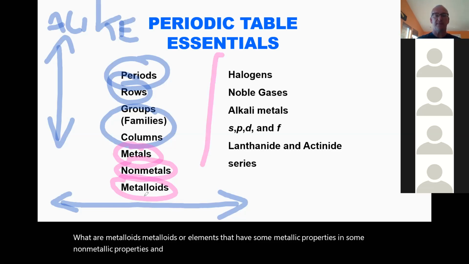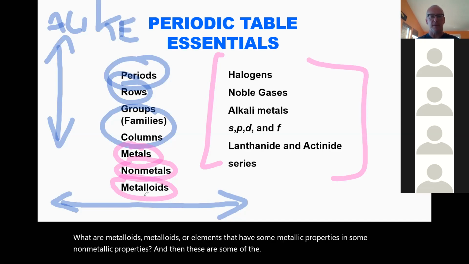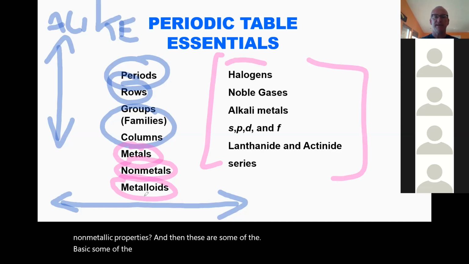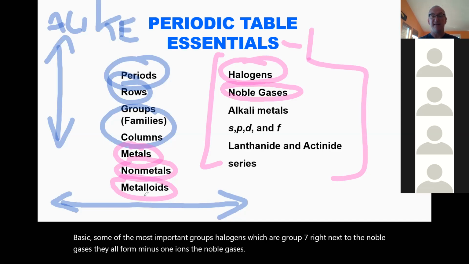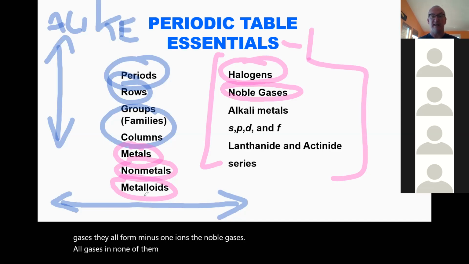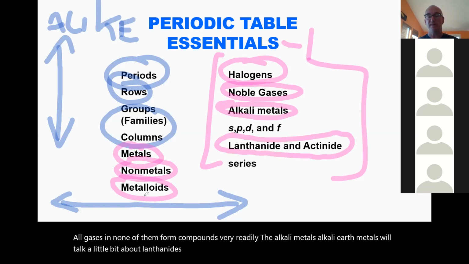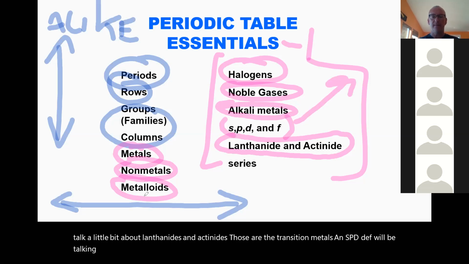And then these are some of the most important groups. Halogens, which are group 7, right next to the noble gases. They all form -1 ions. The noble gases, all gases, and none of them form compounds very readily. The alkali metals, the alkaline earth metals. I'll talk a little bit about lanthanides and actinides. Those are the transition metals. And s, p, d, and f we'll be talking a lot about. And s, p, d, and f are basically the different orbitals that electrons are in. We're going to talk about that next chapter.